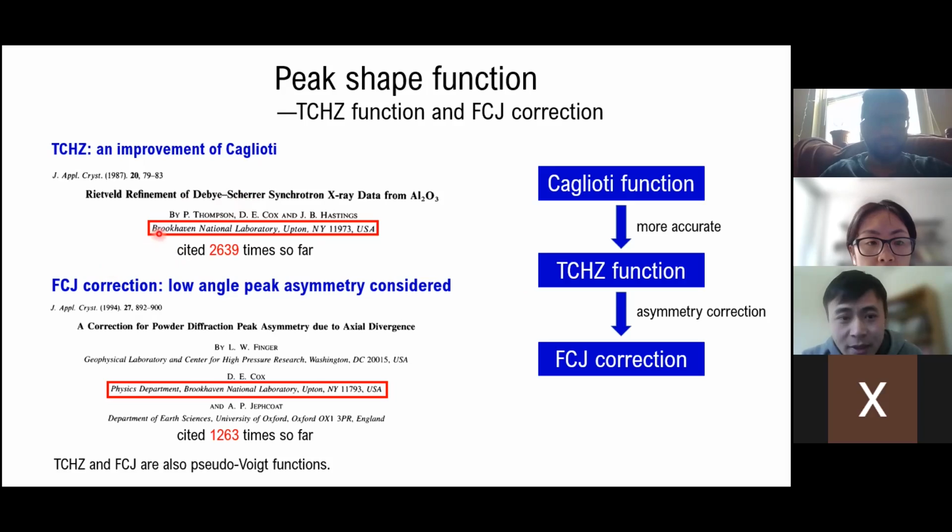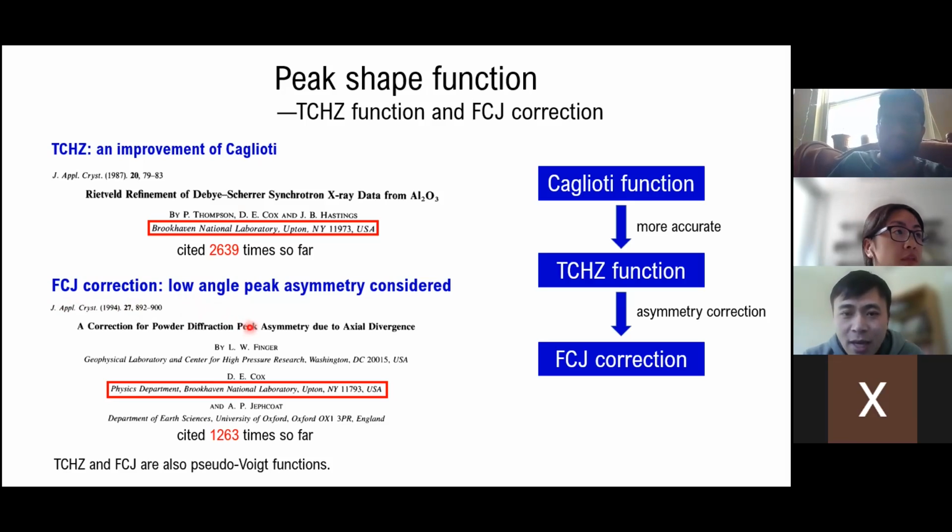And a further improvement on this is that people start to address the low angle peak asymmetry. This is very typical for X-ray diffraction. If you have some low angle peaks, usually they are more asymmetric compared with medium or higher 2 theta peaks. So an improvement from the TCHZ to the so-called FCJ is actually the correction of the low angle peak asymmetries. As I mentioned, people have to do that because only when they can model the peak shape very well can they obtain the accurate intensity.